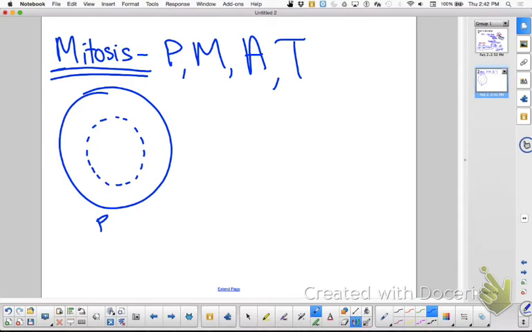So let's do, what did we say we're going to do? 5 chromosomes? Okay, so prophase, the chromosomes are starting to become what? Visible. And they consist of what? Sister chromatids. So I'll have 1, 2, 3, 4, 5.